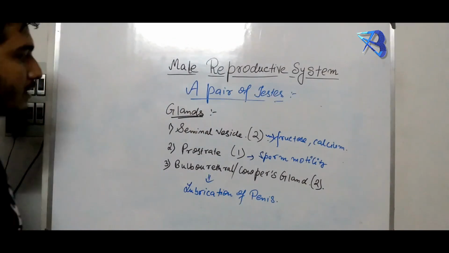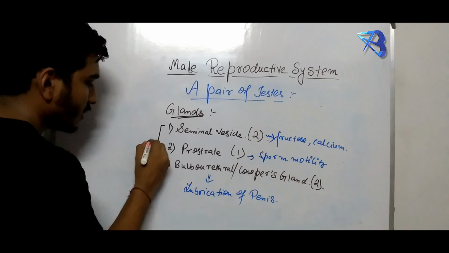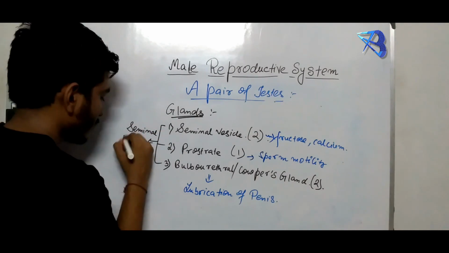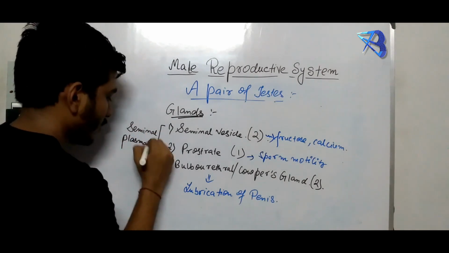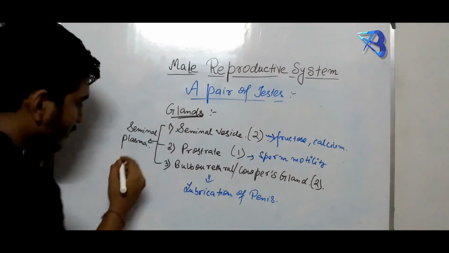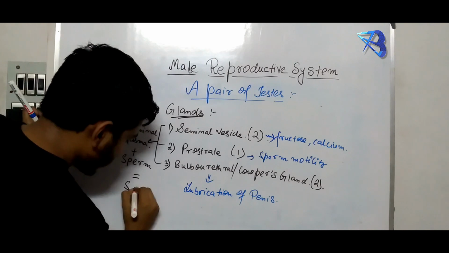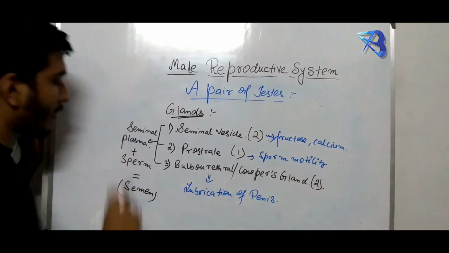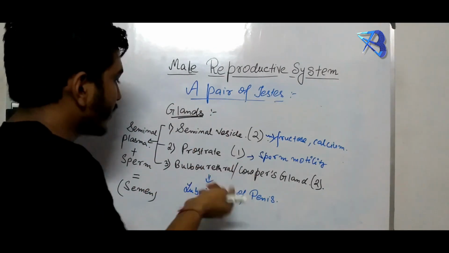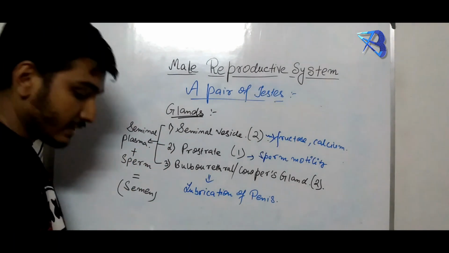Now the secretion of all these 3 glands together is known as the seminal plasma. Seminal plasma plus sperm is equal to semen. This part is very important. The secretion of the seminal vesicle, the prostate and the bulbourethral glands together form the seminal plasma, and the seminal plasma plus the sperm forms the semen.